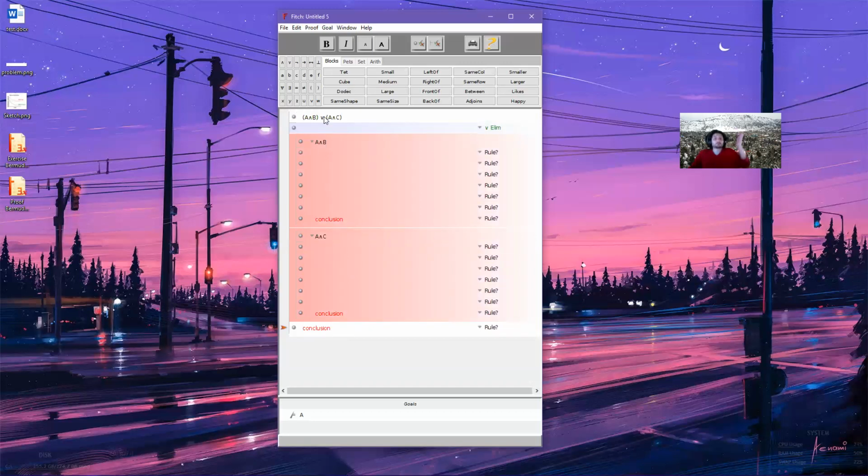And I know at least one of those two sides has to be true. That's what premise 1 is telling me. It's telling me either left has to be true or right has to be true. This subproof tells you if left is true, then you're happy. This one tells you if right is true, then you're happy.